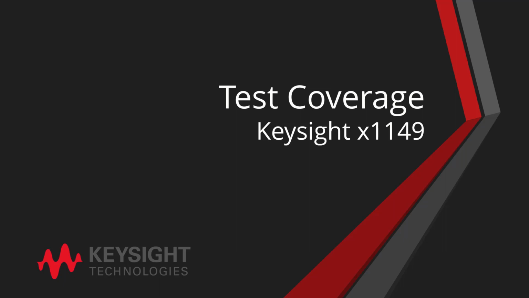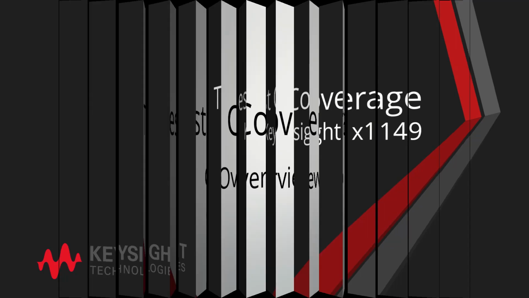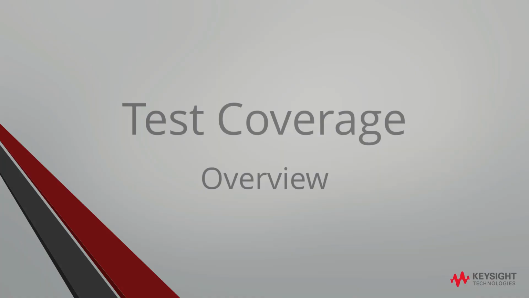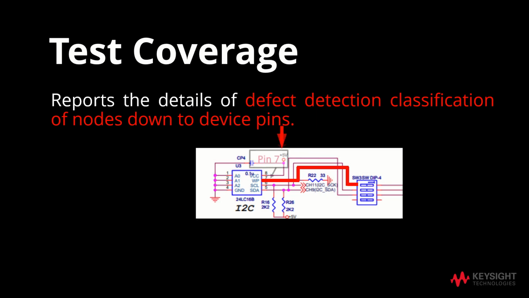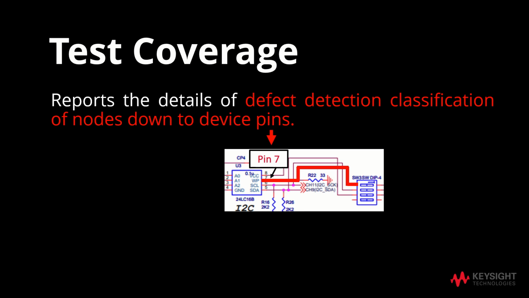Today, we will be discussing the test coverage test for Keysight x1149. We will start by doing an overview of test coverage. The test coverage reports the details of defect detection classification of nodes down to device pin. The key point of the test coverage feature is its consistency and transparency.